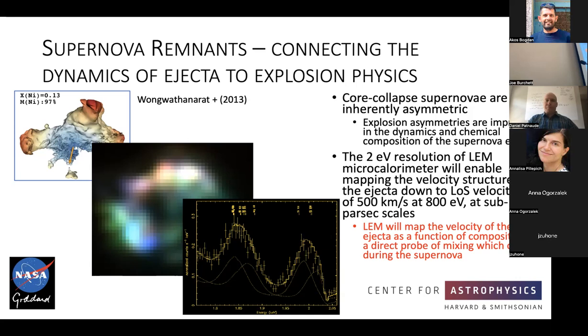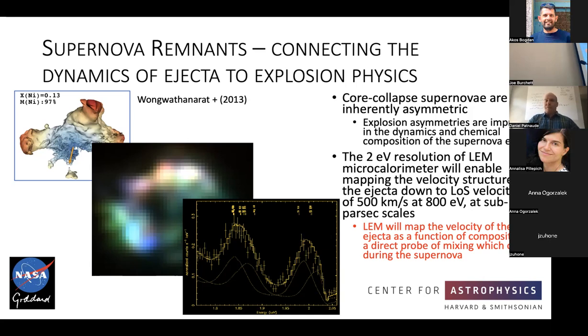And when we look at something like this with LEM, especially with 2 eV resolution in the microcalorimeter, we're actually going to enable mapping of the velocity structure of the ejecta down to line of sight velocities of a few hundred kilometers per second at 800 eV. And this will occur at subparsec scales. So this is something that we do in the optical regularly. This is sort of spectral tomography.